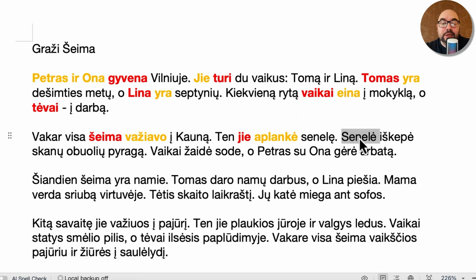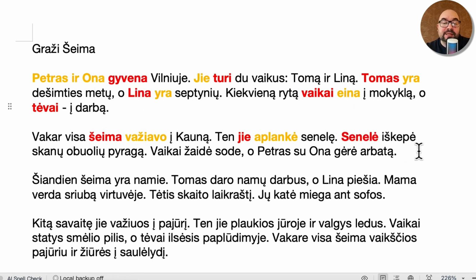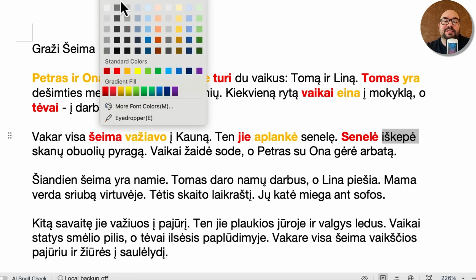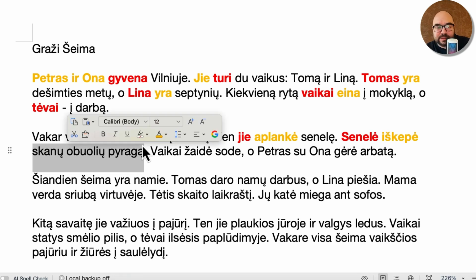So, senelė iškepė, that's nice, so nice of her. Senelė iškepė, that means grandmother baked, right? Senelė iškepė skanų obuolių pyragą. Once again, direct object, and now all of these go together because she baked, not a cake, a pie, pyragas, a pie. But both tasty, apple, pie. All three of these go into the accusative case.